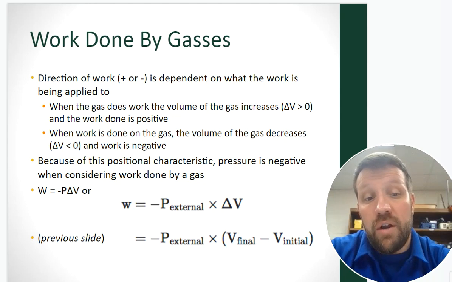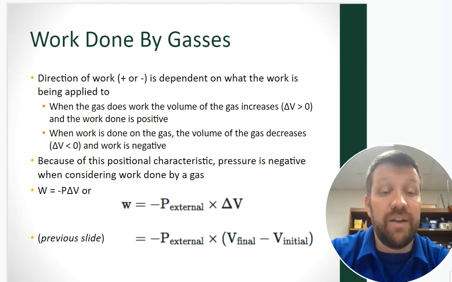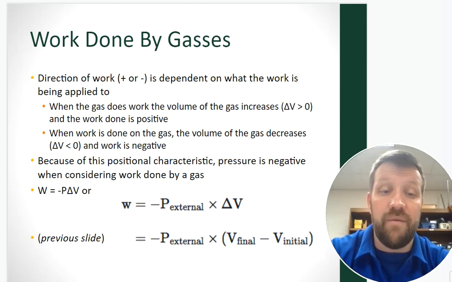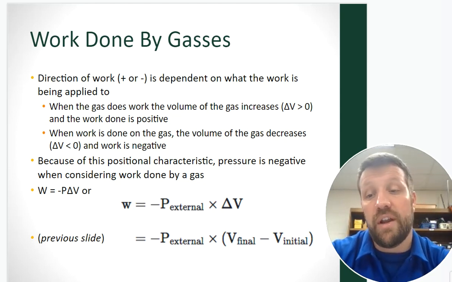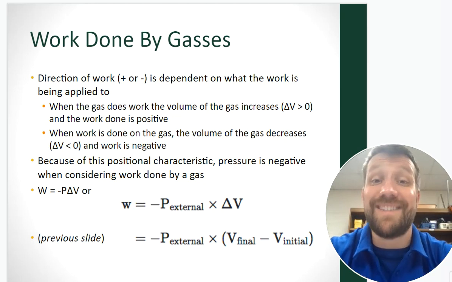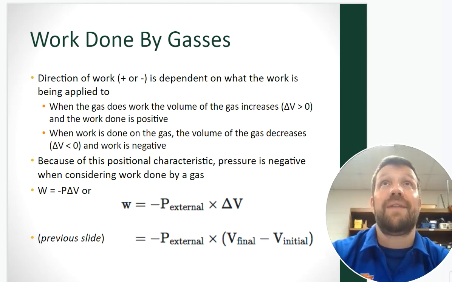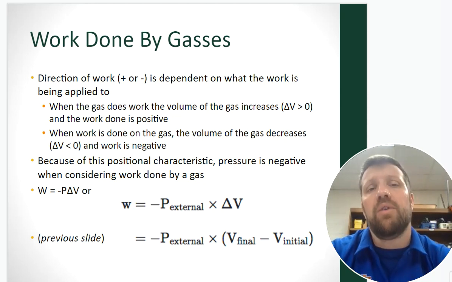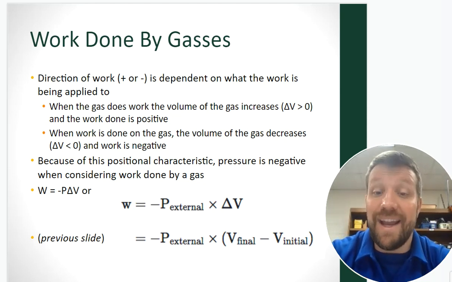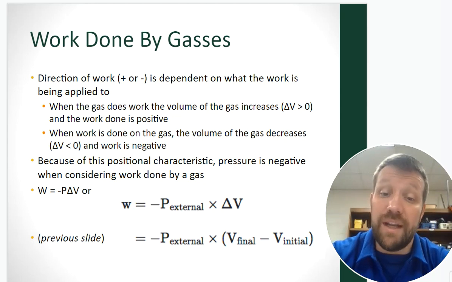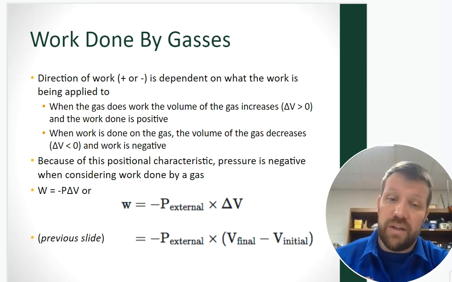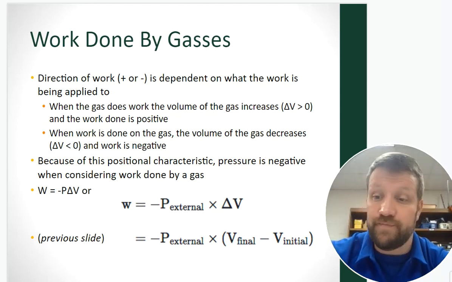When the gas does work, the volume of the gas increases. We get a delta V that's big, and thus we have positive work. When the work is done on the gas, the volume of the gas decreases, and thus work is negative. Now, I'm saying this for the second time purposefully because having expanded upon a couple other things in between, I'm hoping at this point it's like, oh, okay, that makes more sense now that I'm seeing that again, and we'll see it in practice more too. So because of this positional characteristic, pressure is negative when considered work done by a gas. And we've seen these before.